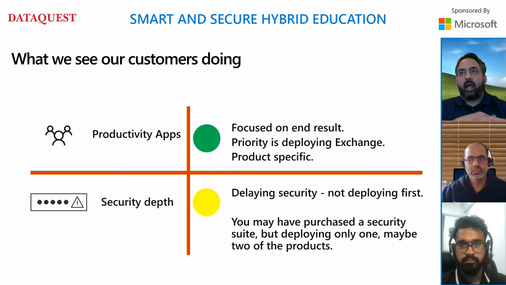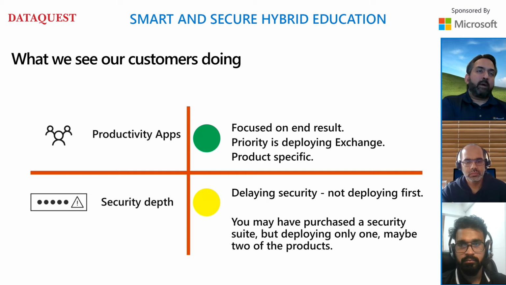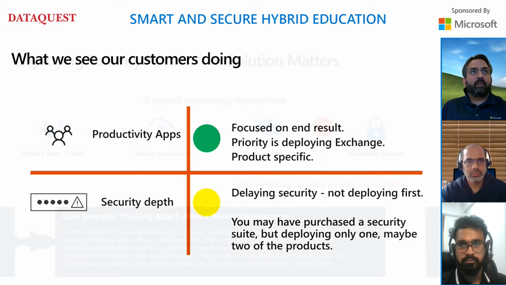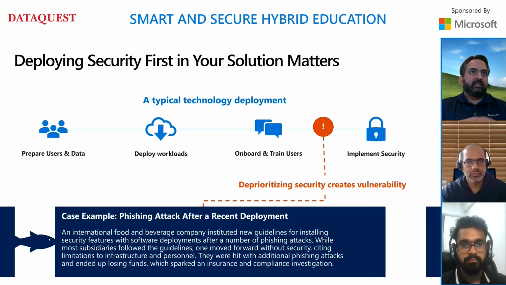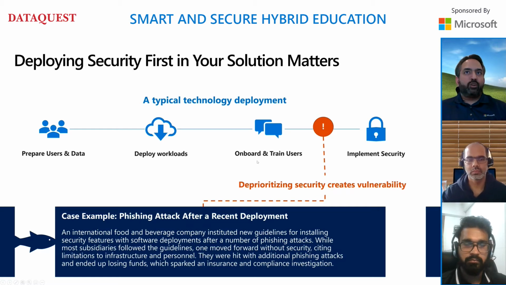And we'll touch on how that has implications in terms of your actual experience, your total cost of ownership, and also the implications from creating data silos and how that impacts your security posture as well. So the way we typically see things is a lot of the deployments happen where you get your user data, you deploy the workloads, you onboard and train the users, and then after everything is done, someone somewhere goes, "Oh, what about security?" So deprioritization of security really creates vulnerabilities, and we want to make sure that we drive home a point that do this along with your deployment.